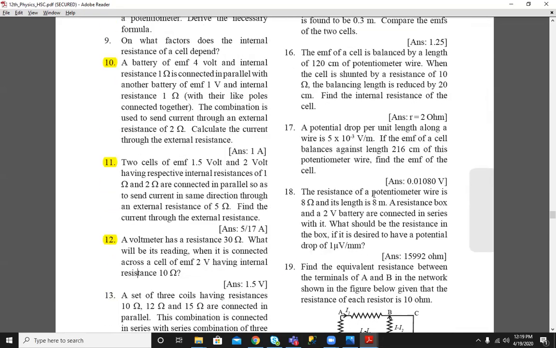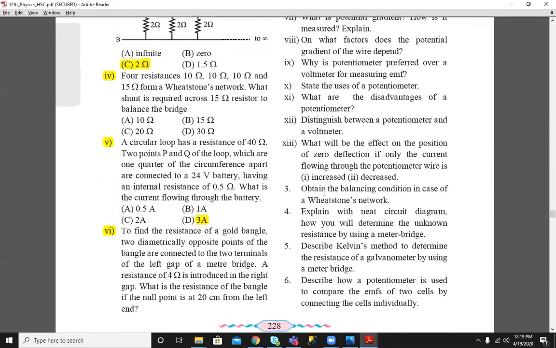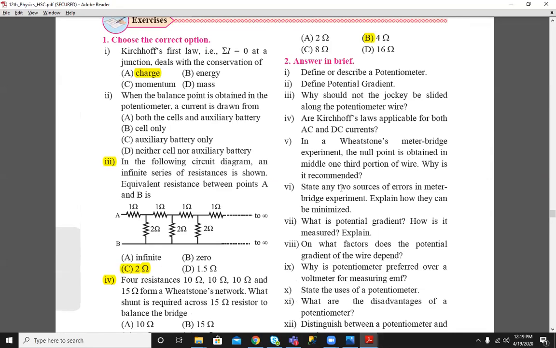And the remaining problems are based on the potentiometer. We will see the potentiometer in our next video.